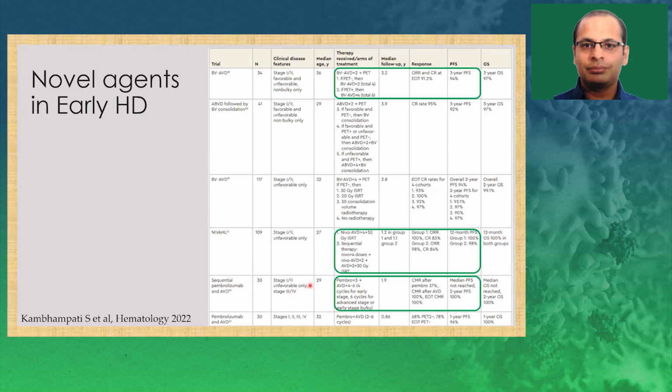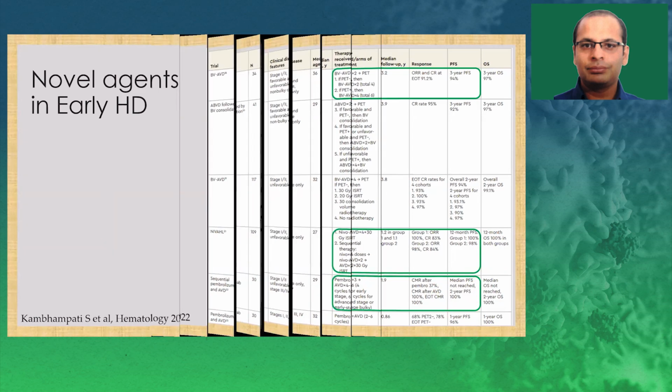Just check, this is for stage 1, 2 unfavorable only, and stage 3, 4. This is important. We'll see in a subsequent slide as well that this combination of pembrolizumab and AVD is leading to excellent PFS and overall survival rate in almost all the disease stages.